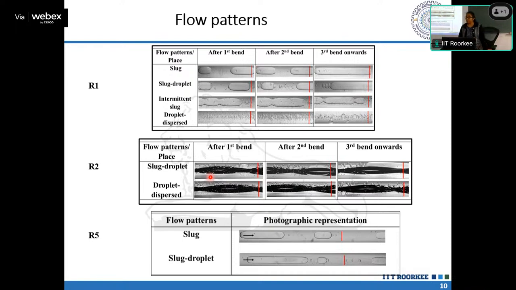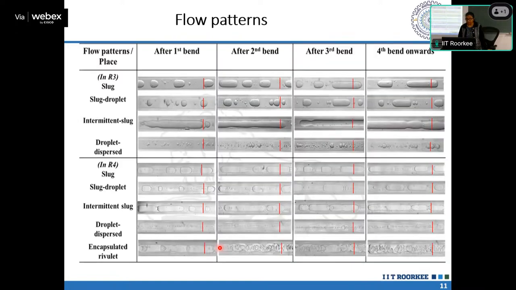So till now we don't know whether it is going to improve the reaction yield or not. And this is the straight one. So just for comparison, we have given the straight one. No dispersed phase is mentioned, we have noted only slug and slug droplet. Similarly, this is for R3 and R4.